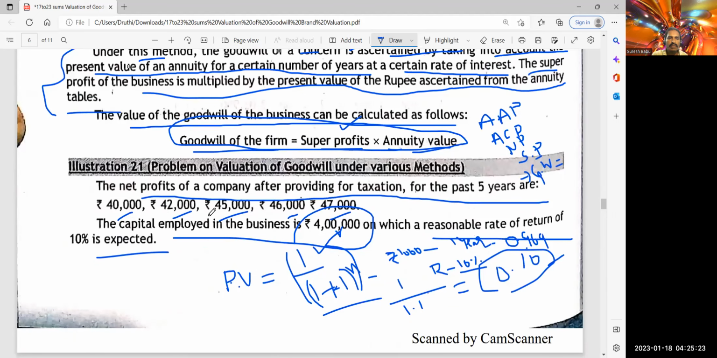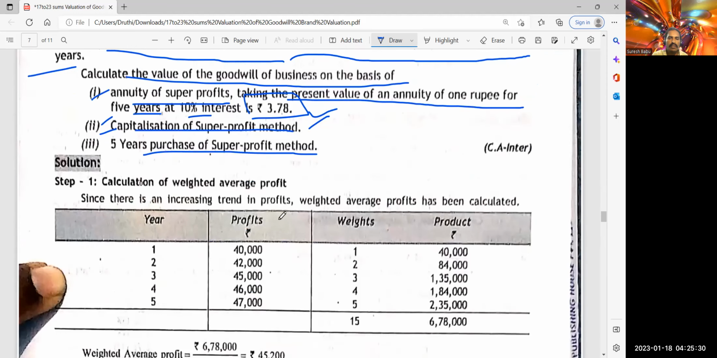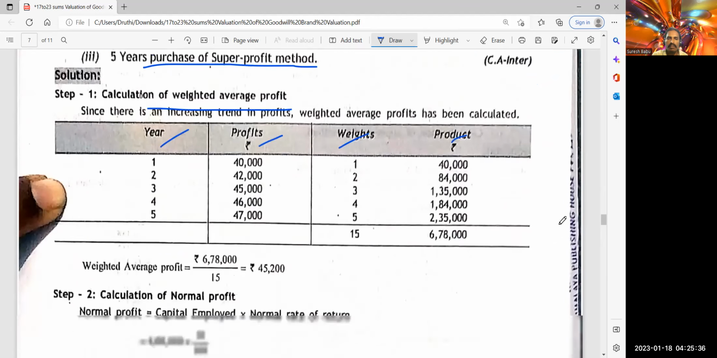So now the profits for 5 years are 40, 42, 45, 46, 47 thousand. So it is an increasing tendency. You need to follow weighted average profit. So year column, profits column, weights column, product column, right?